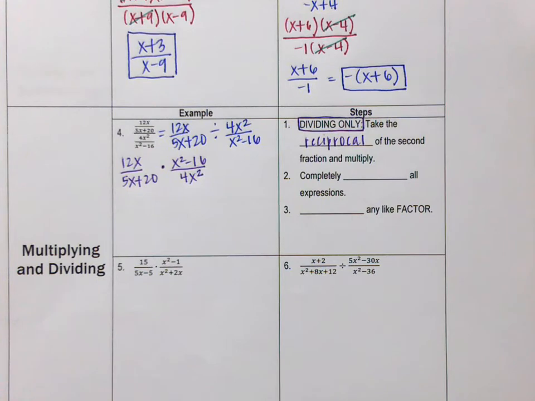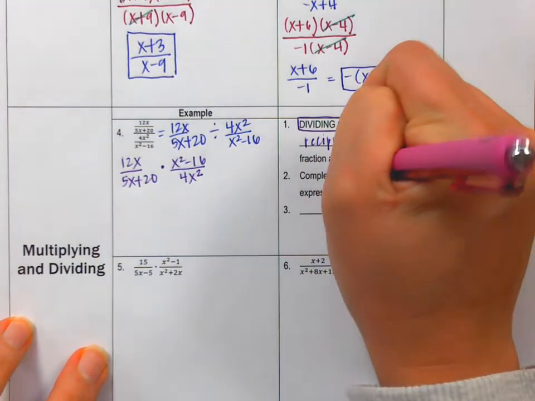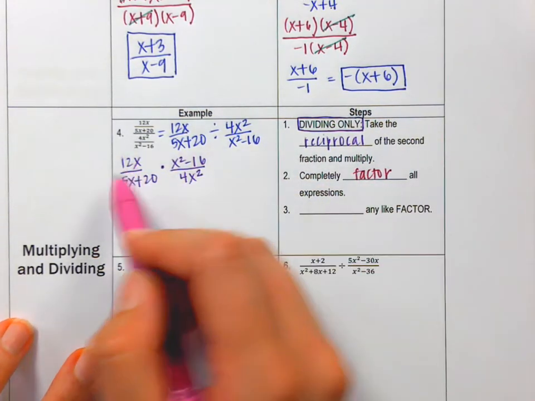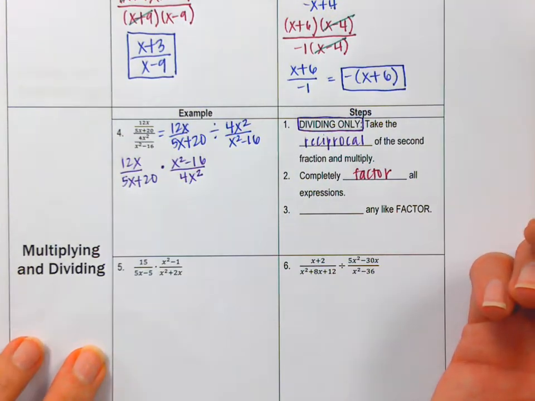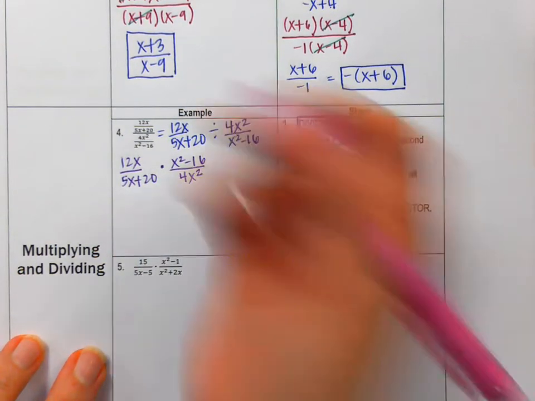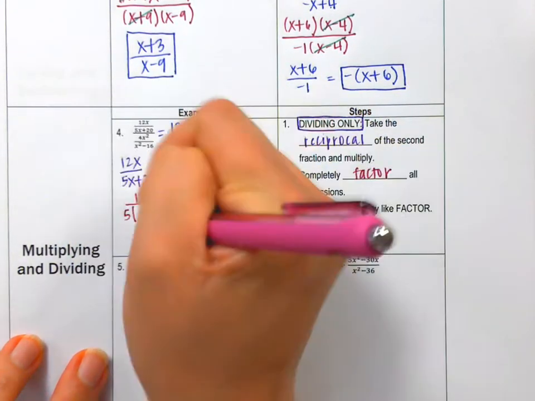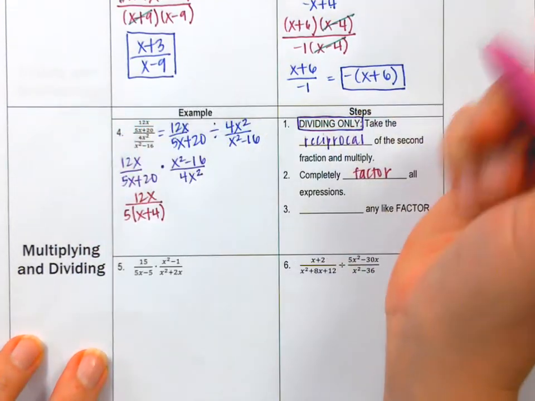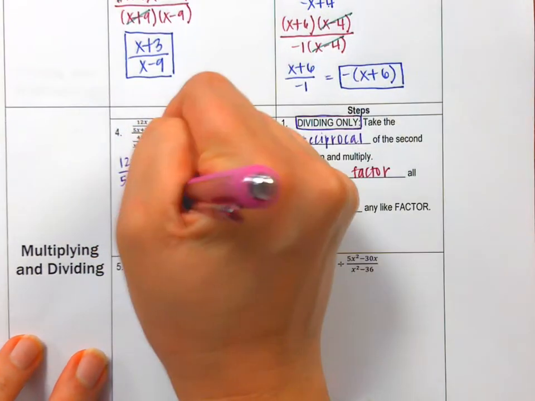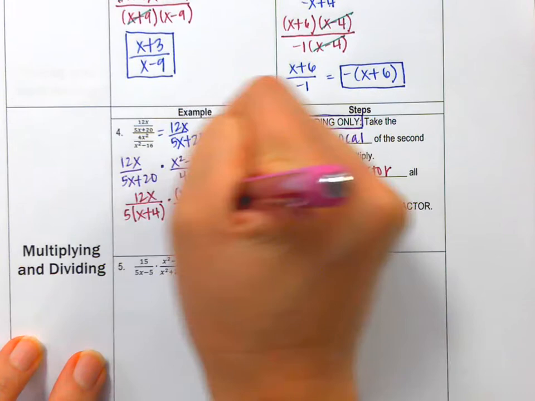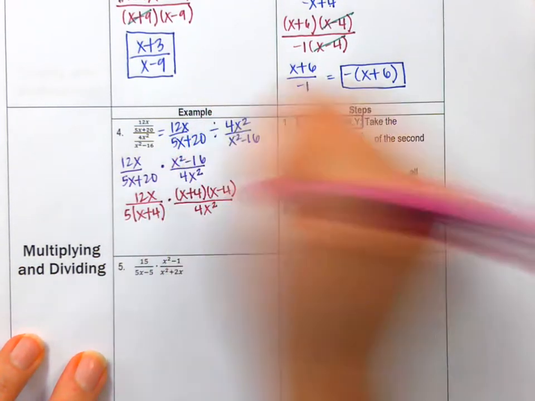We are almost entirely at the same spot that we were when we're reducing. So my second step is to completely factor all expressions, which just means factor everything on top, factor everything on bottom for both ones. So 12x, I can't really factor that further, but I can factor 5x plus 20. I can factor out a GCF of 5. And then x squared minus 16, I can factor to be x plus 4 and x minus 4. It's a difference of squares. And then 4x squared, I can't really factor.